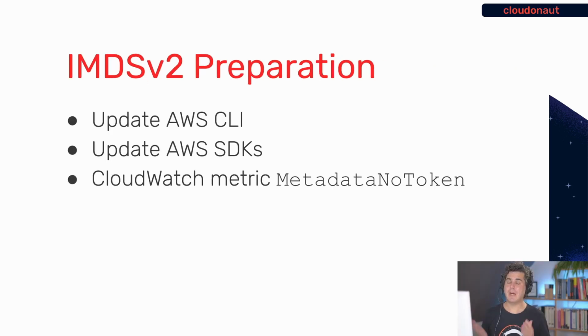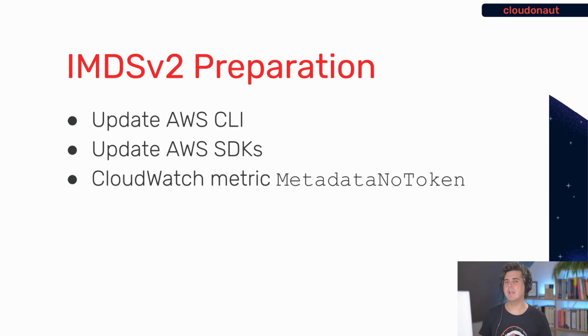So how do you prepare for a transition to IMDS version 2? First, you should update the AWS CLI on the instance. So only the latest version of the AWS CLI supports IMDS version 2. The same applies to the SDKs. Make sure that all your applications make use of the latest SDKs. Only then you will get support for the session-based approach.